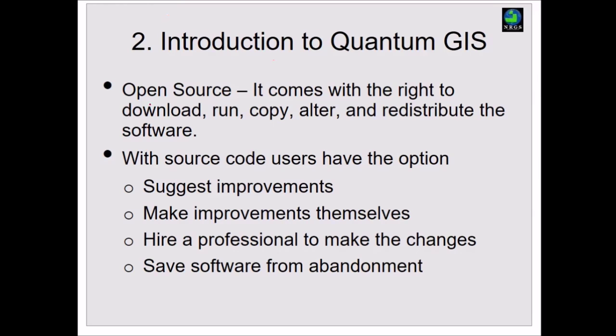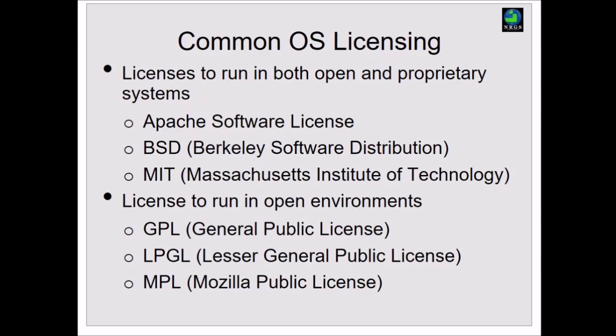Now coming to Quantum GIS, it is open source, and it comes with the right to download, run, copy, alter, and redistribute the software. So with source code, users, you and me, have an option to suggest improvements, to make improvements by ourselves, or you can hire professionals to make changes, and you can save the software from abandonment.